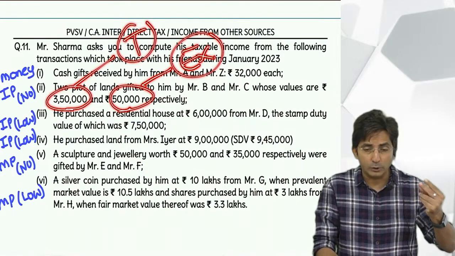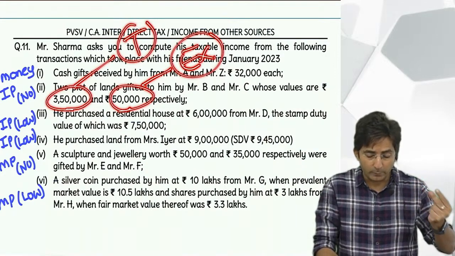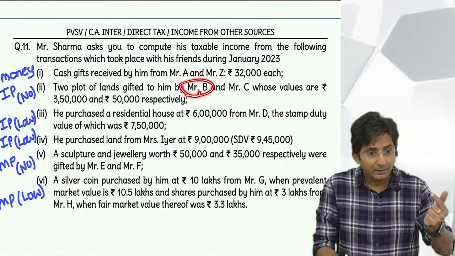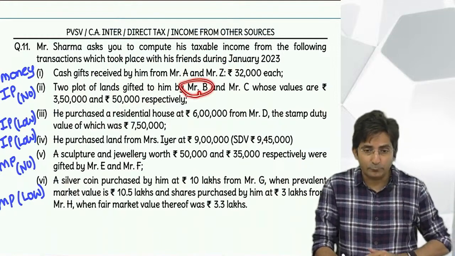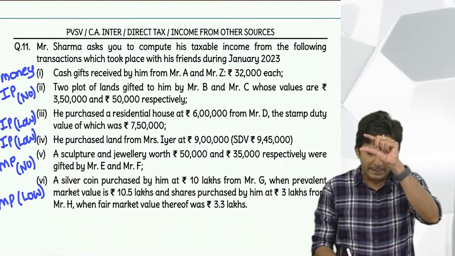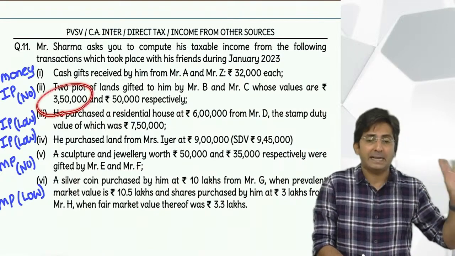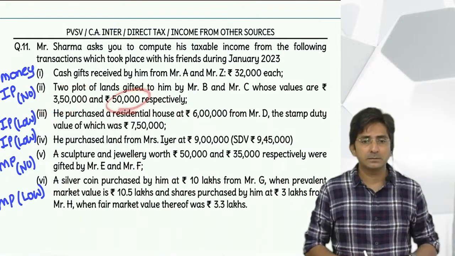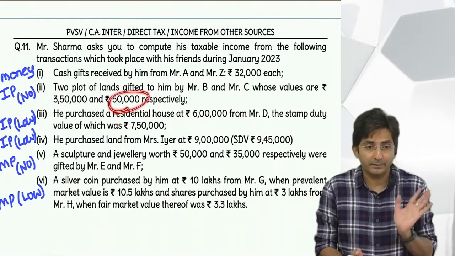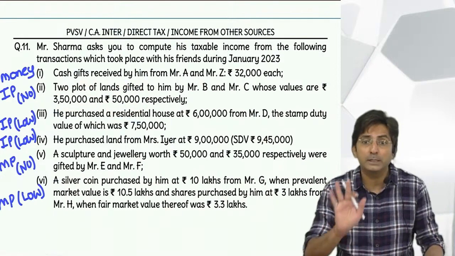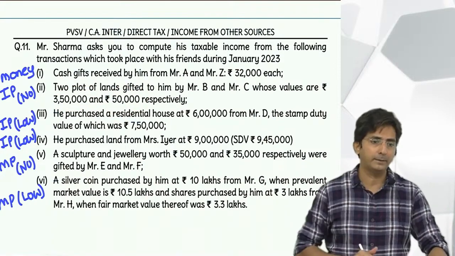In one entry, what should be the wordings? Please make the wording. Gift of land from B. Then second entry, gift of land from C. Amounts: gift of land from B, 3,50,000 taxable. Then gift of land from C, dash, because it is exactly 50,000. And did you see I am not aggregating? It is kept separate because immovable property is per property.